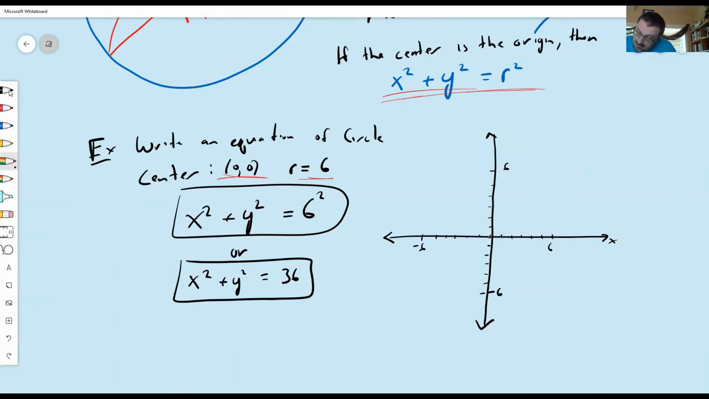Here's my center, right there. And then from my center, I'm going to count the radius distance, going left, then right, then up and down. So 6 to the left puts me right here at minus 6. 6 up puts me right here at this 6. Right puts me right here at this 6. And finally down puts me right here at this minus 6.